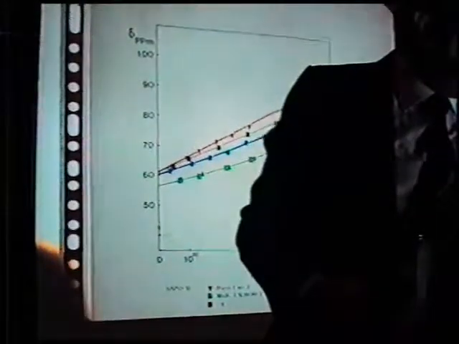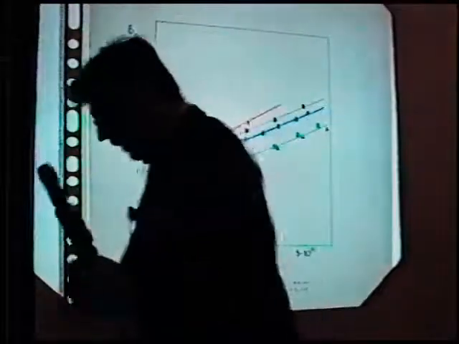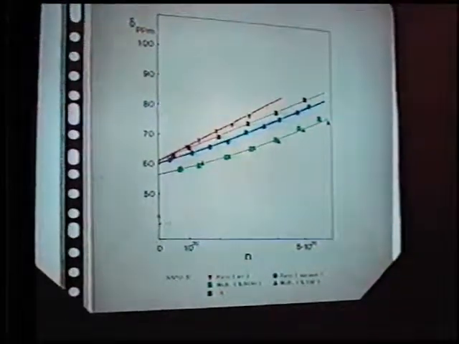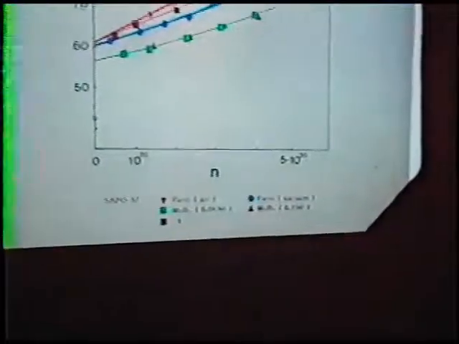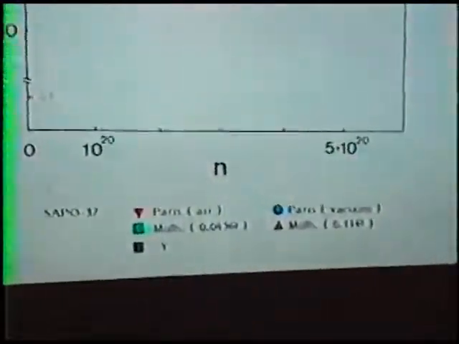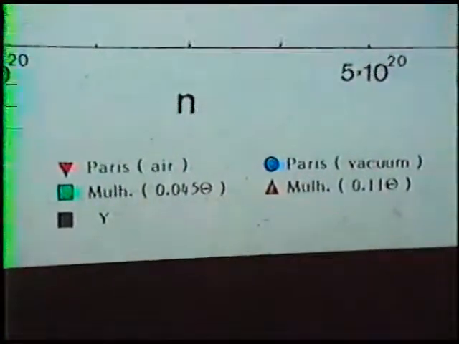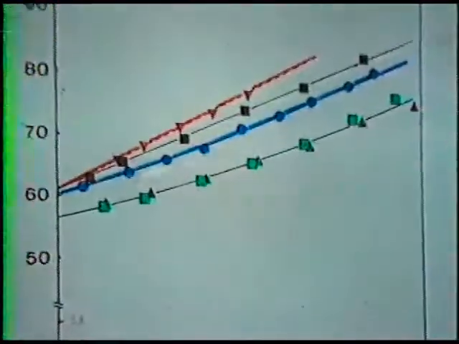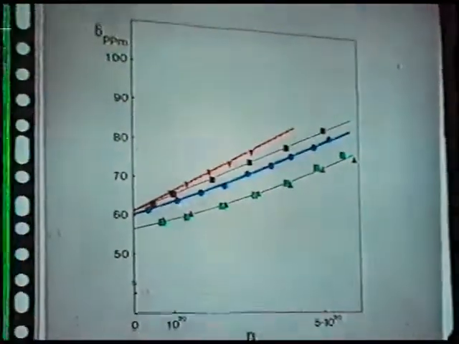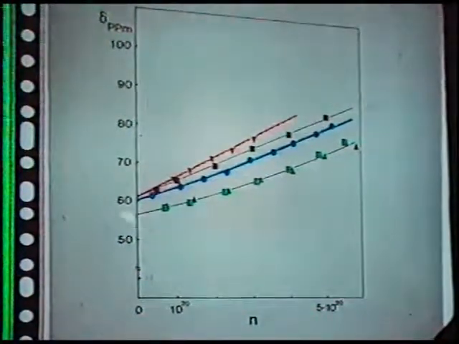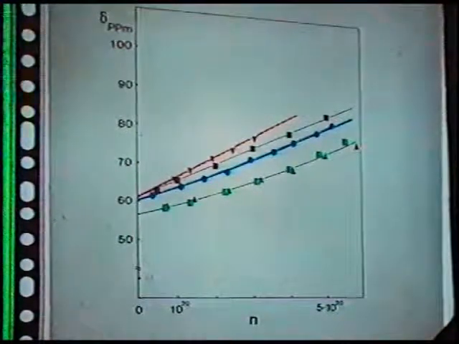Whatever the case, we have exactly the same type of result if we consider SAPO or ALPO or MAPO. That is, the results are exactly the same if we have really a zeolite or if we change the chemical nature of the surface. We have, for example, here the SAPO 37 in blue, and we see that we have exactly the same straight line and the same chemical shift at zero concentration that we have for the Y zeolite.